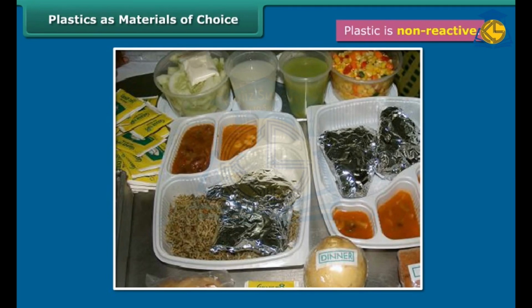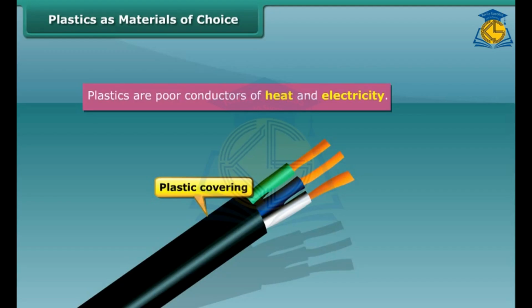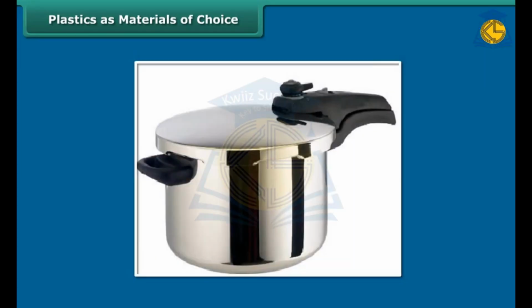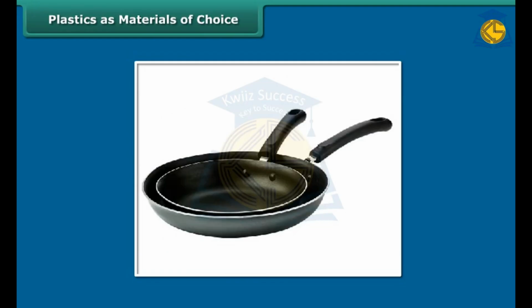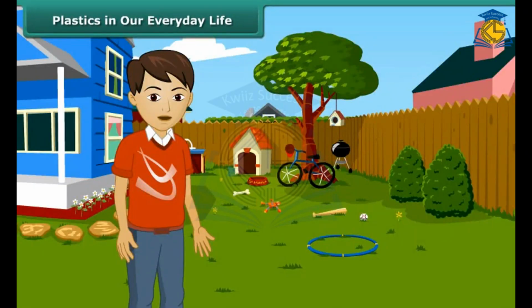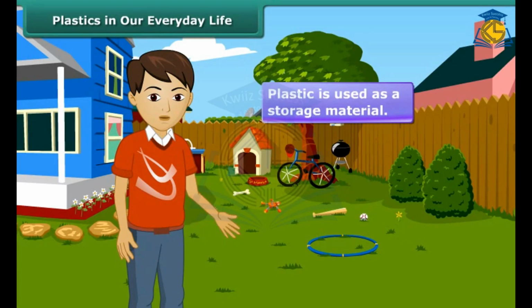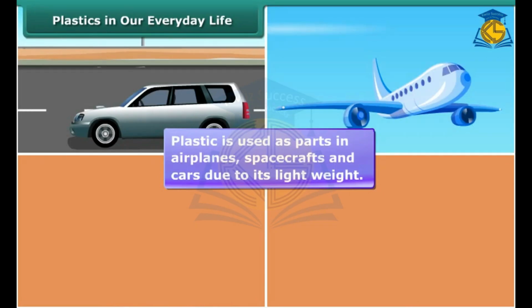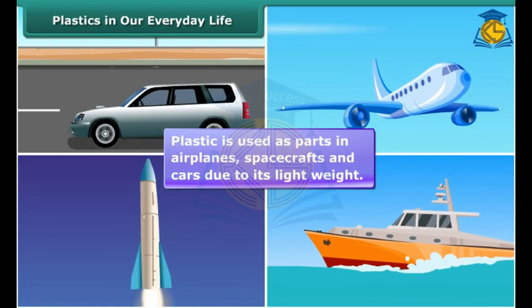Since plastic is a poor conductor of electricity, the electrical wires have plastic covering. Did you ever notice that the utensils which are used for cooking have plastic handles? Plastics being poor conductor of heat, we can therefore easily hold the handle of a hot utensil. Not even a single day passes when we haven't seen or used an object made of plastic. It has taken so much prominence in our lives due to a number of its properties which make it convenient to use. It is used as parts in airplanes, spacecrafts and cars due to its light weight and strength.